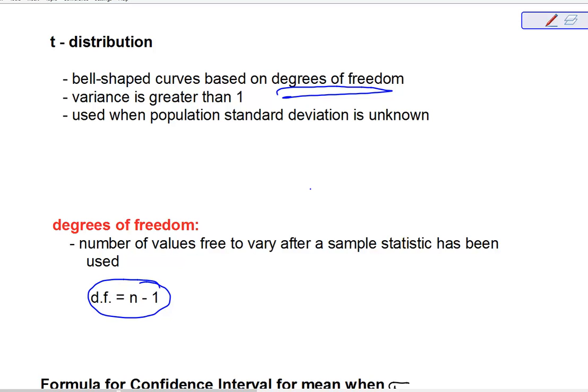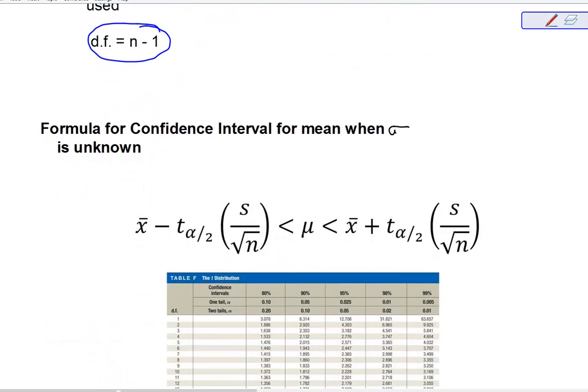So again, we're using the same type of formula here for the confidence intervals. We have a t here because it's the t-distribution. Alpha divided by 2, still the same thing. We have s instead of sigma because we do not know sigma. Sigma is unknown. Everything else is the same. We calculate it the same way. Finding the t is actually much easier.